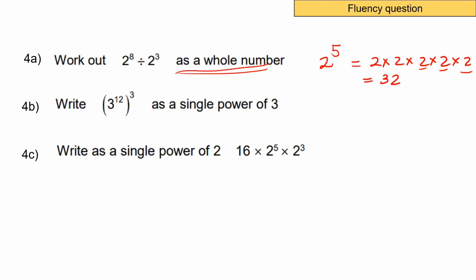Okay. Write 3 to the power of 12, all to the power of 3, as a single power of 3. When you've got power to a power, you times these two powers, and that's going to become your power. So it's going to be 12 times 3, which is 36. 3 to the power of 36.